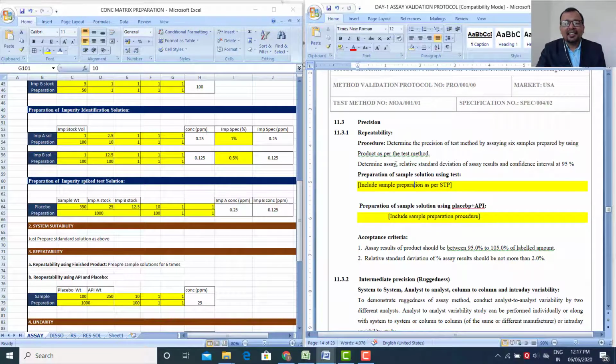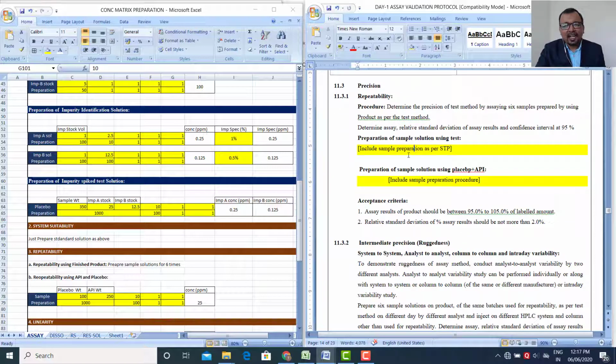It says that the procedure is this way: determine the precision of the test method by assaying 6 samples prepared using the product as per the test method. Determine the assay, the relative standard deviation of assay results, and the confidence interval at 95%. So the first point is how you can prepare a precision sample by using the actual product. Preparation of sample solution using a test.